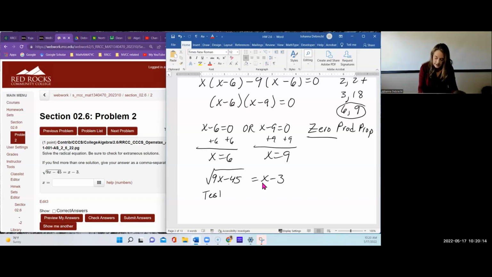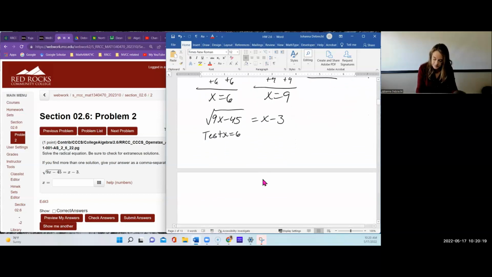Now I'm going to test x equals 6. This gives me the square root of 9 times 6 minus 45. Is that really equal to 6 minus 3?